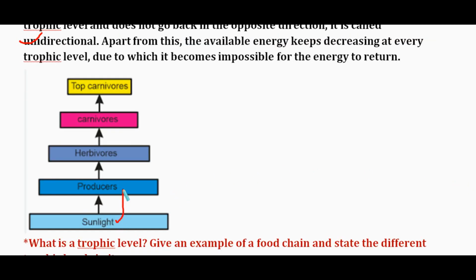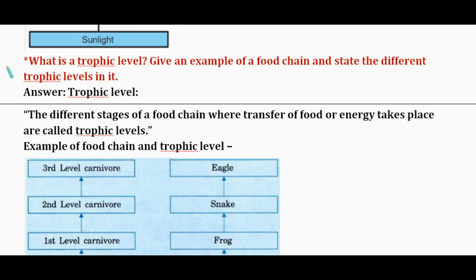It can be shown here. The energy of sunlight is used by producers. Producers give their energy to herbivores, herbivores give their energy to carnivores, and carnivores give their energy to top carnivores, at 10%, and this is the decreasing sequence of energy.